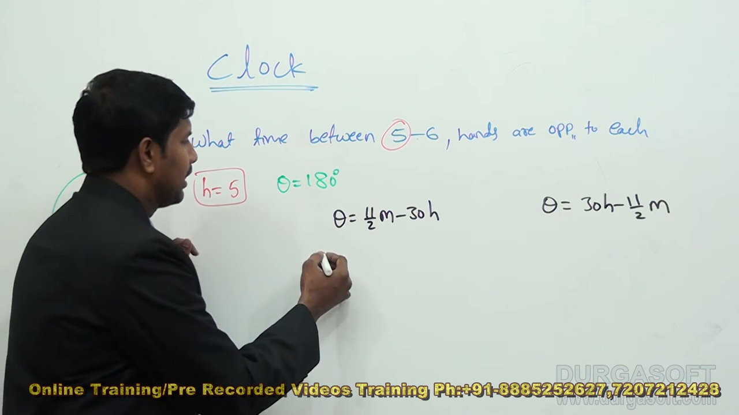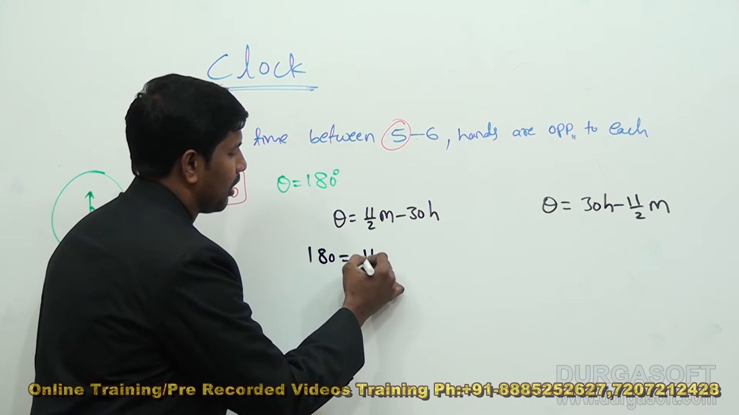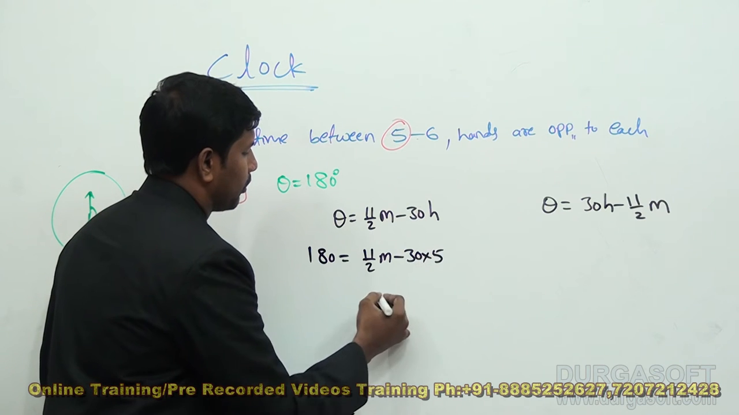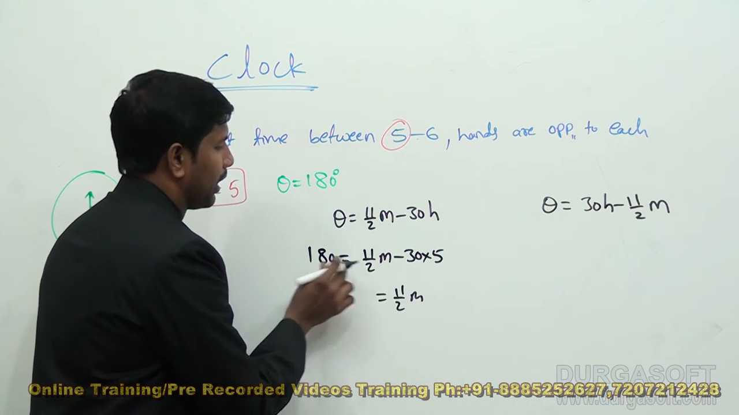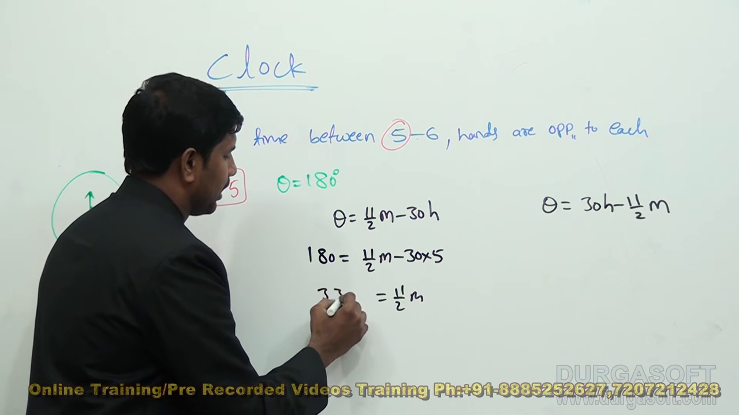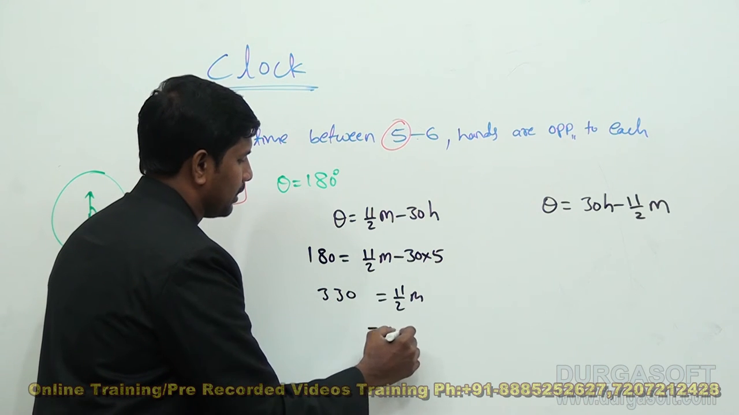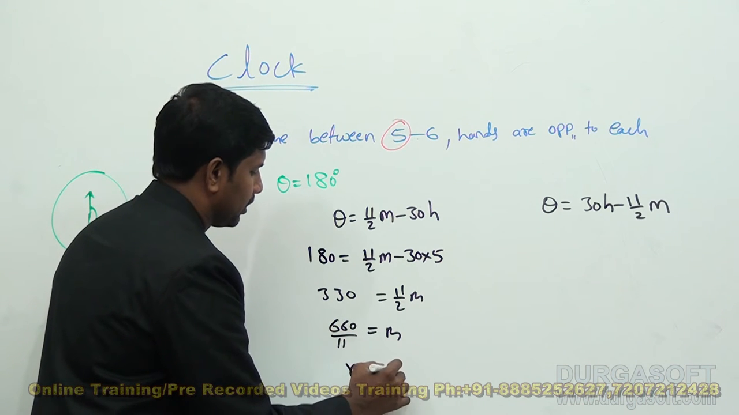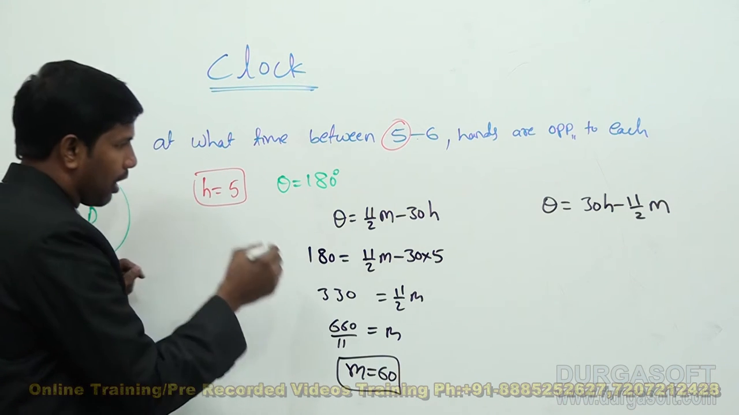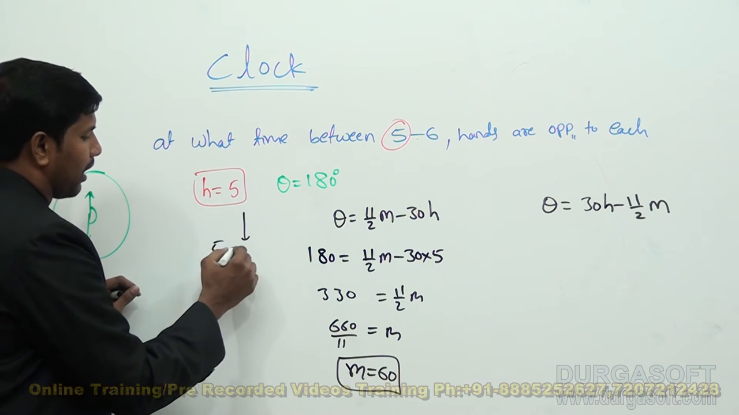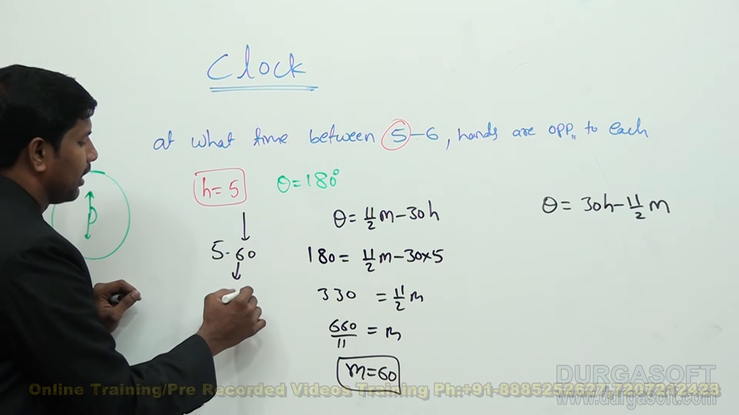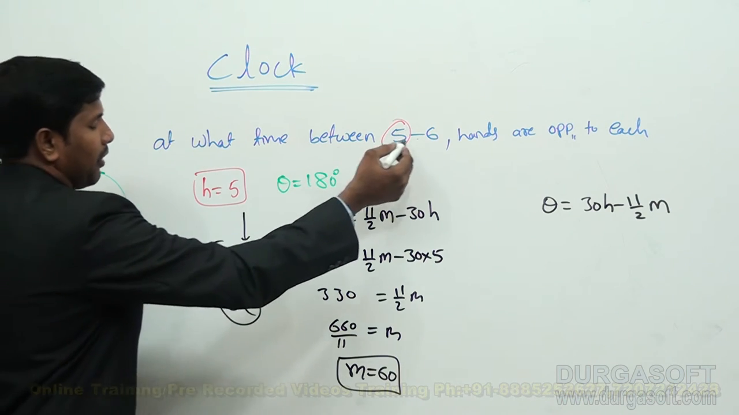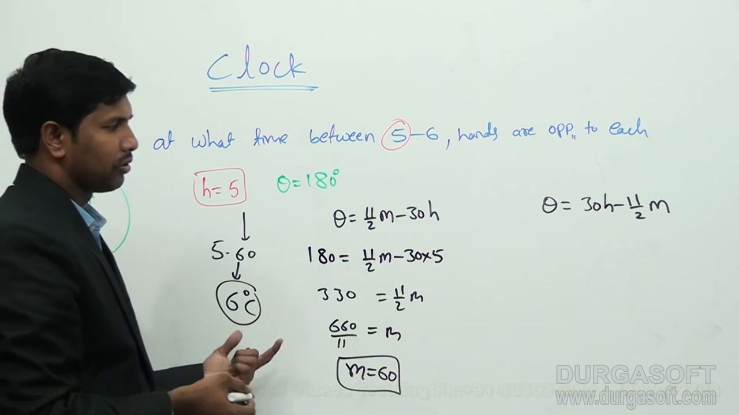Now let's see. Theta is 180, which is equal to 11 by 2 m minus 30 into the h value 5. So from this, 11 by 2 m is equal to 180 plus 150, that is 330, and from this m is equal to 660 by 11, so m is equal to 60. So here the time we can expect is 5:60, that indicates exactly 6 o'clock. We are asking between 5 to 6, but it is 6 o'clock, so we cannot consider it.